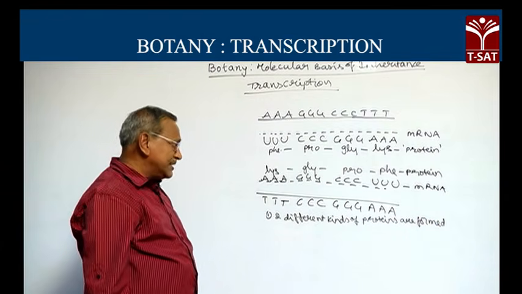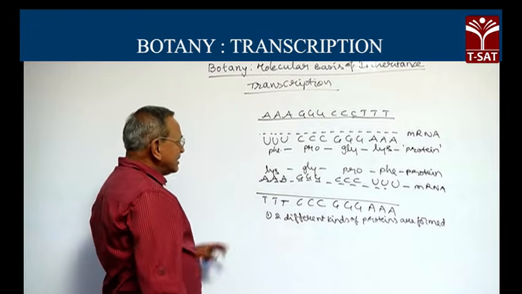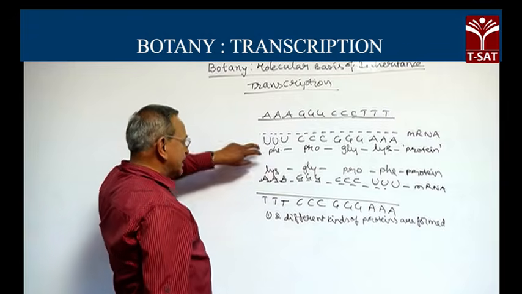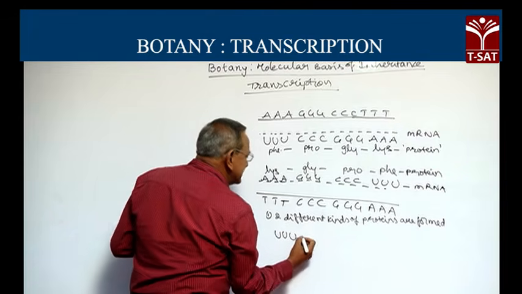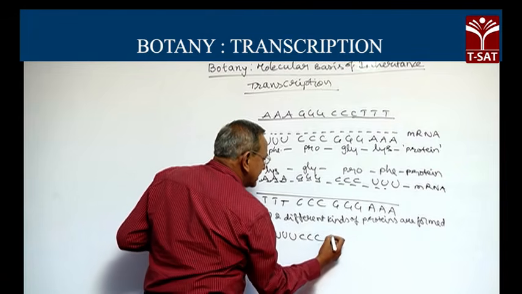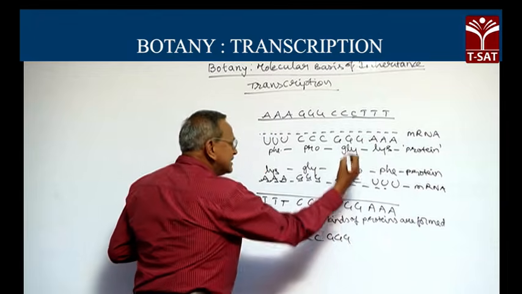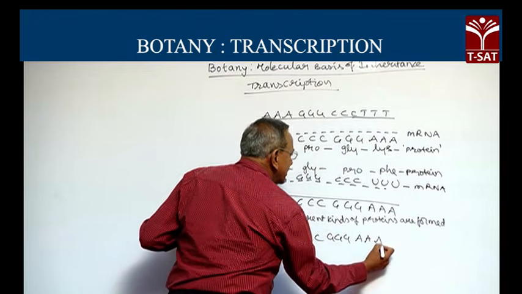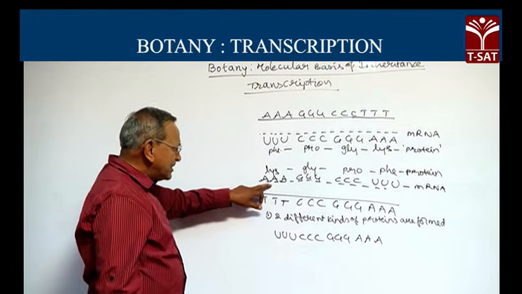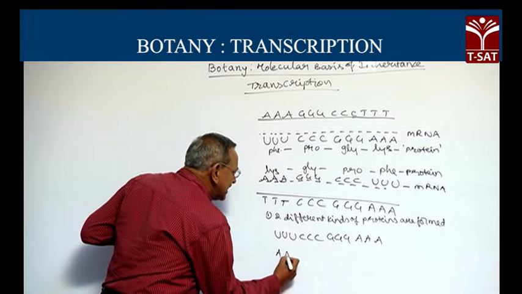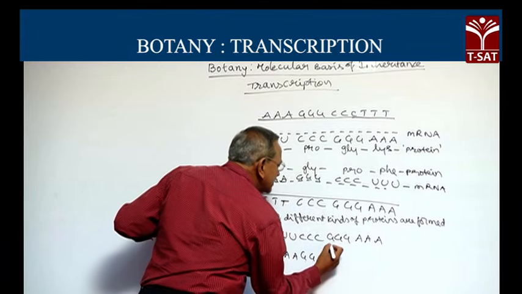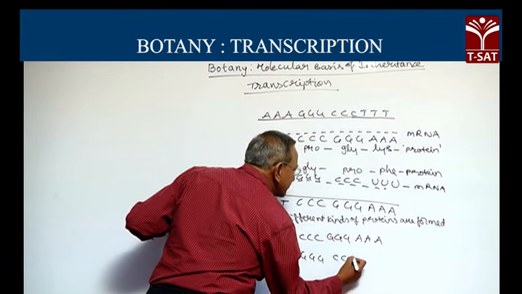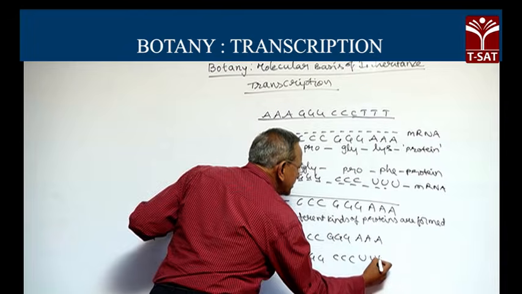And we have yet another problem. And what is that? Let me copy these two mRNAs again here. This is UUU and this is CCC, and this is followed by triple G, and this will be triple A. And let me copy this. This is triple A, and this is triple G, and this is triple C, and this is triple U.